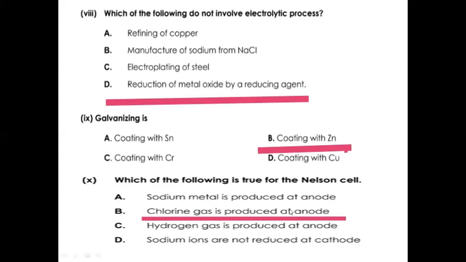So chlorine gas will go towards the anode and will get oxidized there. Sodium metal is produced at anode. So sodium metal is produced at cathode, and hydrogen gas is produced at anode. Hydrogen gas is produced at cathode. Sodium ions are not produced at cathode. So again, this is wrong. The correct option is chlorine gas is produced at anode.